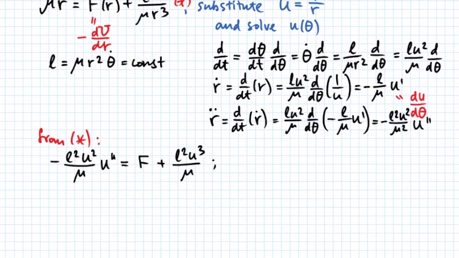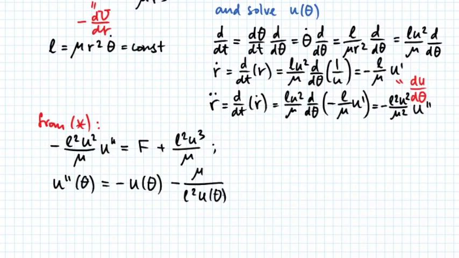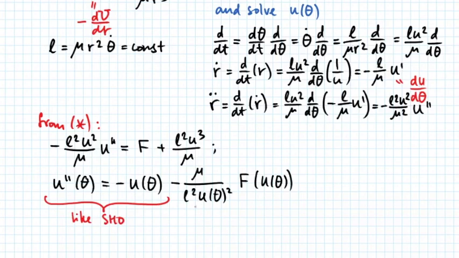Or after some rearranging, we get u double prime of theta equals minus u of theta minus mu divided by L squared u of theta squared times F, which is itself a function of u of theta. We note that in this equation, these two terms here look like a simple harmonic oscillator, whereas the last term on the right-hand side is a nonlinear term in theta.